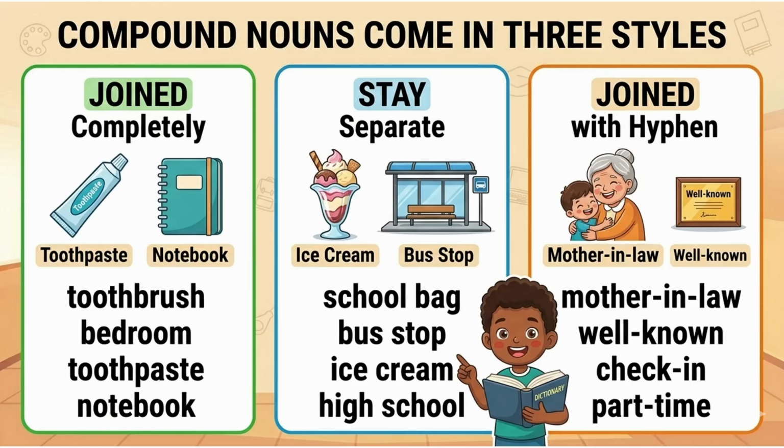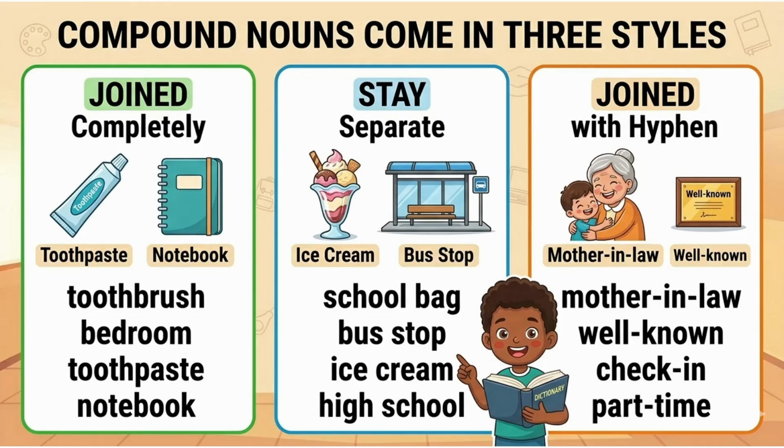Now observe carefully. Some words join completely, like toothbrush, bedroom, and some words stay separate, like school bag, bus stop. Some words are joined with a hyphen, like mother in law. You don't need to force it, like where to use hyphen and where not to use. You will learn these forms naturally through usage.